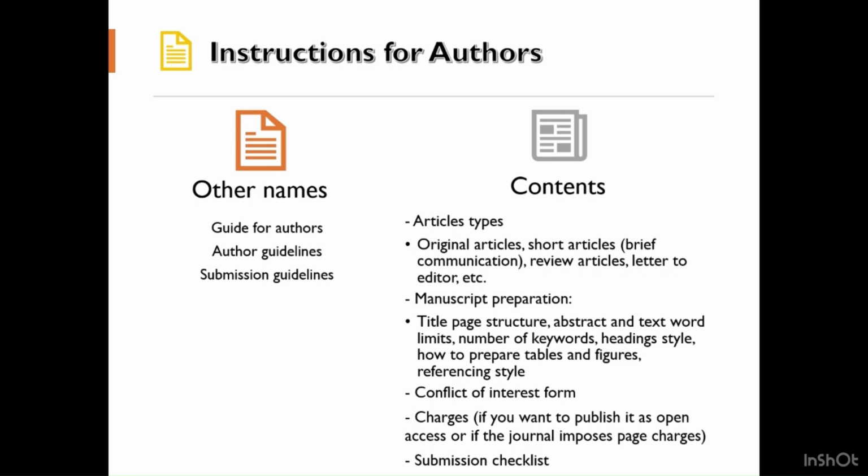Some journals also have a conflict of interest form that you have to fill in, as well as the charges for some of the journals that charge fees. They will tell you how much they would charge for open access. And then finally, some journals have this extra feature, which is the submission checklist, which makes your life much easier when you go through it before you submit your manuscript and all your documents.